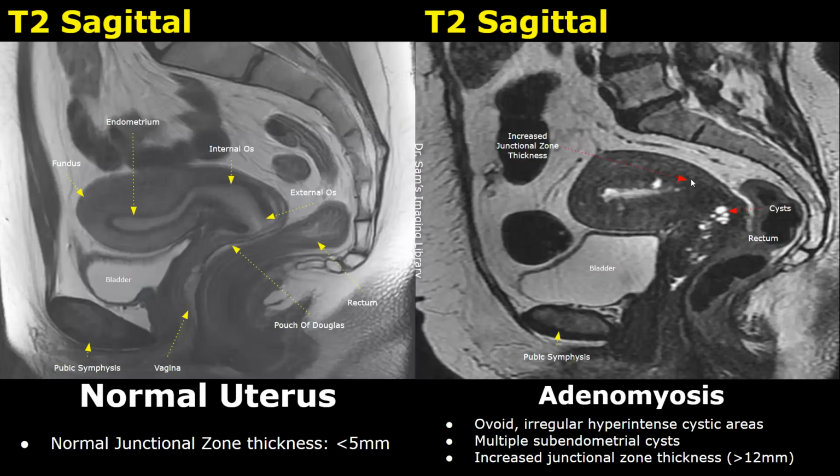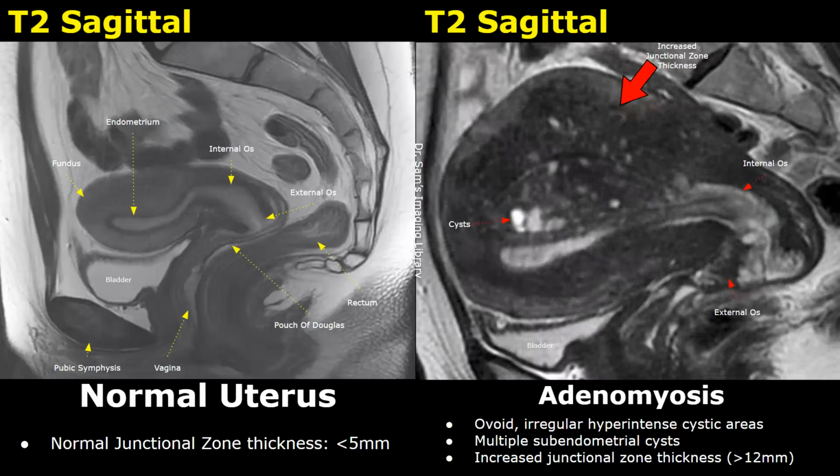The junctional zone is just below the endometrium and it is hypointense. It is darker. Usually it has a thickness below 5 millimeters. But in case of adenomyosis, the thickness will be more than 12 millimeters. Here is another image of adenomyosis. We find ovoid, irregular shaped hyperintense cysts and a large junctional zone thickness.